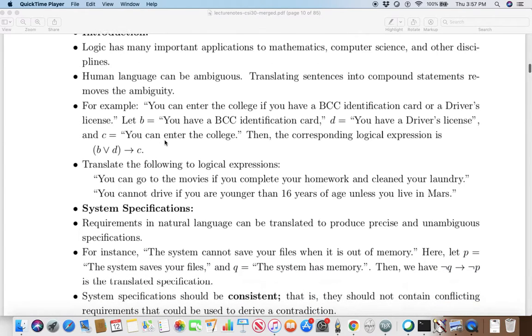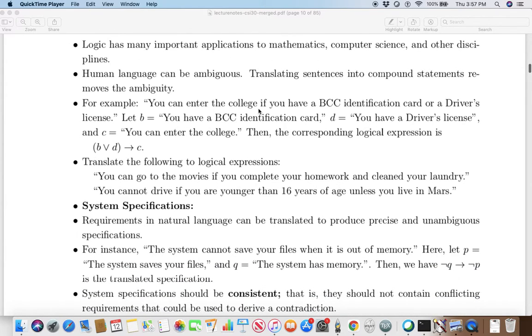For example, you can enter the college if you have a BCC identification card or a driver's license. Let B represent the proposition you have a BCC identification card. It may be true or false. We don't know that a priori. But that's your proposition. Let D represent you have a driver's license. And C represent the proposition you can enter the college.